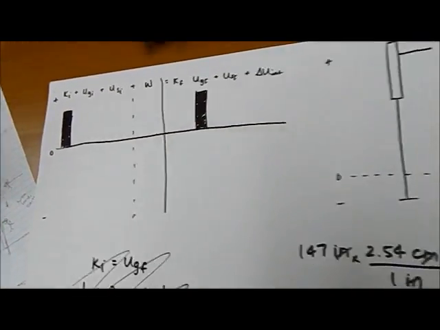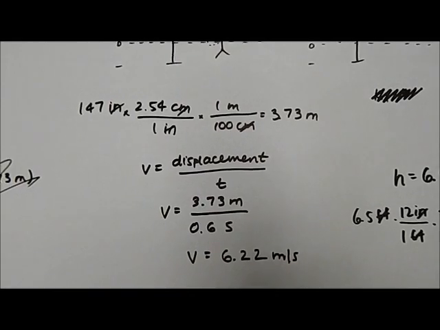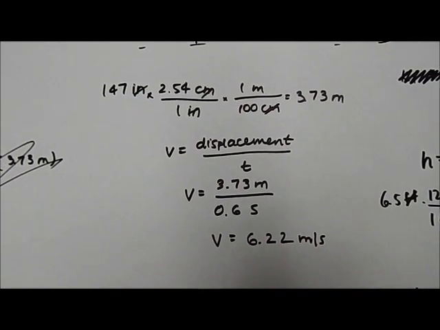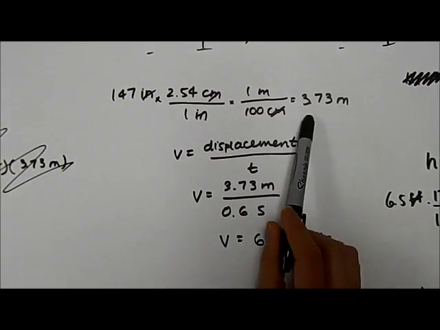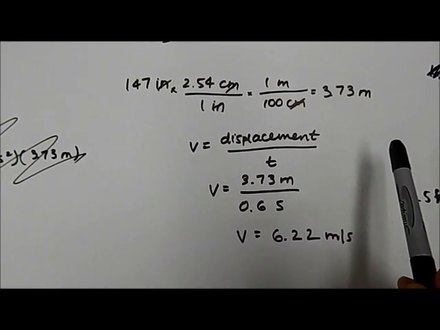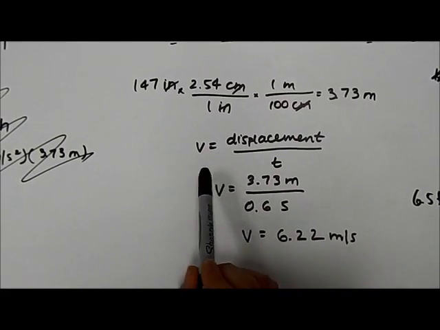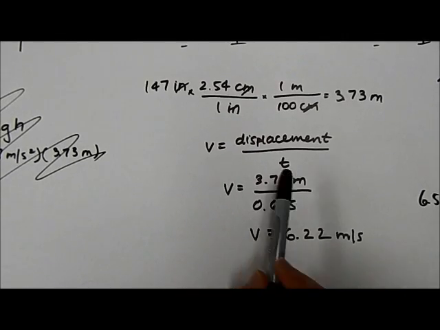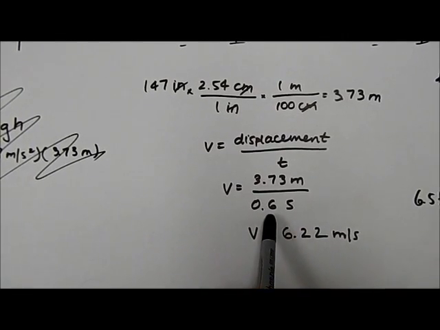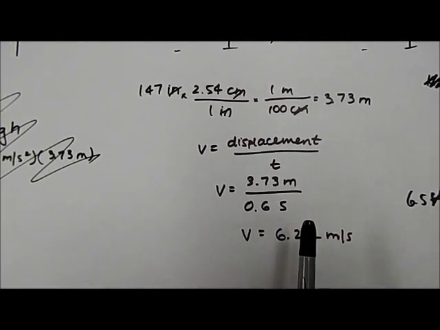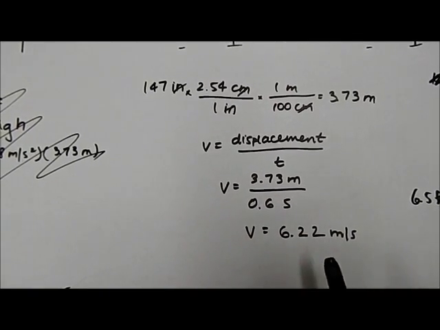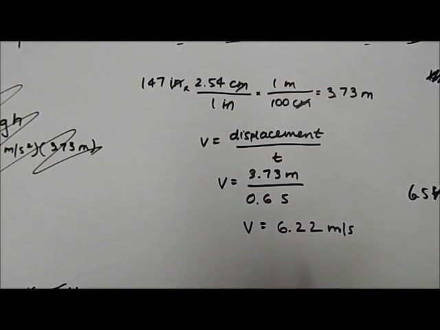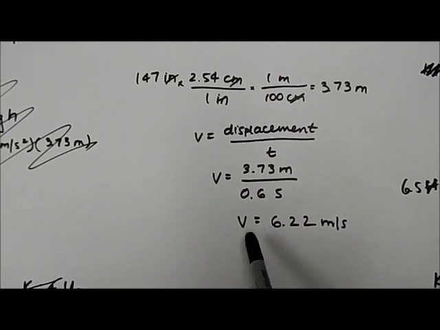After that, we measured the distance from where Andrew started running to the place where he started jumping, which is 147 inches, and then we converted it to meters, so it was 3.73 meters. Velocity is calculated by displacement over time. We also timed how long it took him to run that distance, which was 0.6 seconds. So we did 3.73 meters divided by 0.6 seconds, and we got a velocity of 6.22 meters per second. So before Andrew jumped into the air, he was going at 6.22 meters per second.